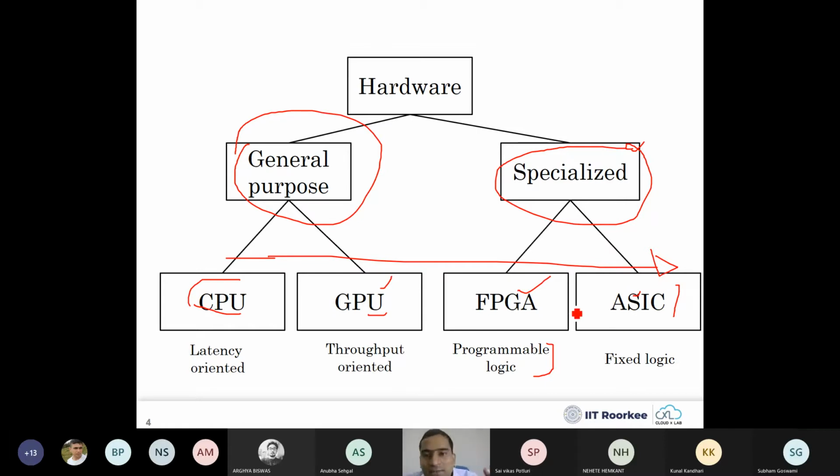So all the accelerators we will discuss in this course, you have to classify in this. But it's mostly very easy. Most of the accelerators that you're designing will be ASICs, because if a company is designing something for deep learning, they will design an ASIC. Some of them have used FPGA also. And the architecture: CPU is latency oriented, GPU is throughput oriented. We have already discussed that.